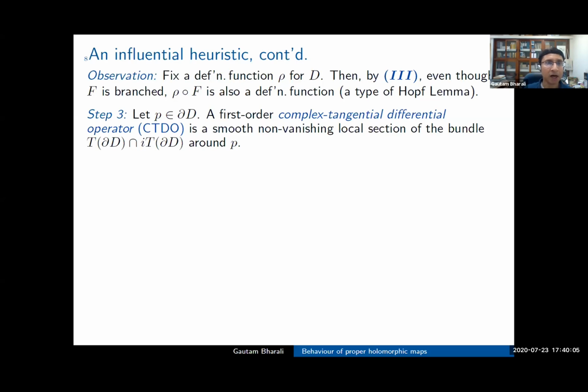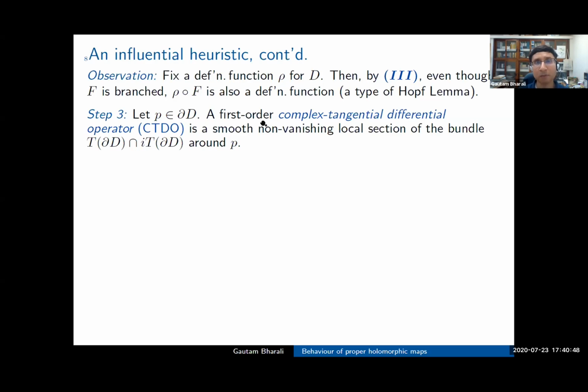Step three, you fix a point on the boundary of D. Remember, D is a smooth manifold. Those of you who have taken an introduction to differential geometry will know, if I ask you what is a tangent vector to a manifold, you would say that a tangent vector is a partial differential operator, or a derivation, right? This is what you learn in probably the very first chapter of the first course in differential topology.